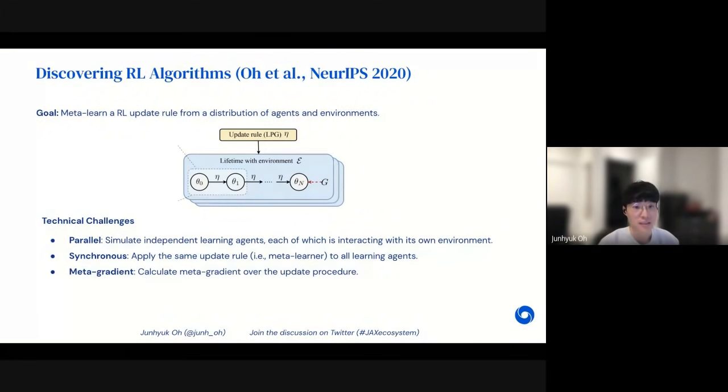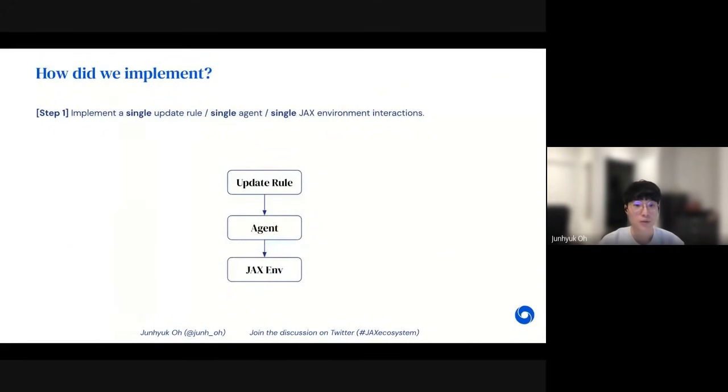And also, we wanted to calculate meta gradient over this agent update procedure, which requires calculating the second order gradient. And finally, we wanted to massively scale up this approach by increasing the number of learning agents without introducing much extra computational cost. So these were quite challenging.